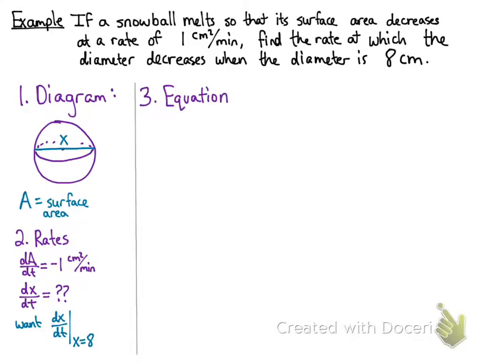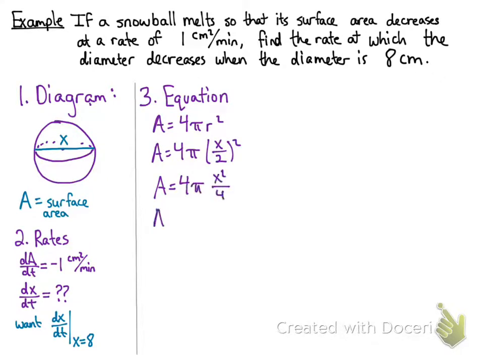I need an equation that relates the quantities in my problem. In this case, that's going to be the formula for the surface area of a sphere. The surface area of a sphere is 4 pi times the radius squared. I don't have a radius in my problem, I have a diameter, so radius is x over 2. And therefore, I can simplify and get that the surface area is pi times the diameter squared. That's my equation. It relates the quantities in the problem. Surface area equals pi times diameter squared.